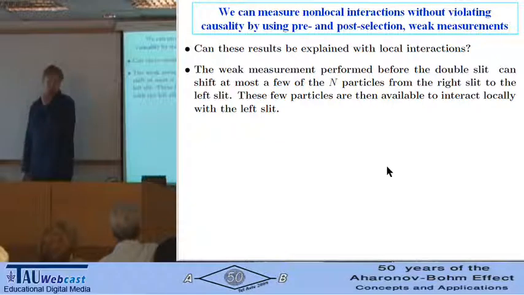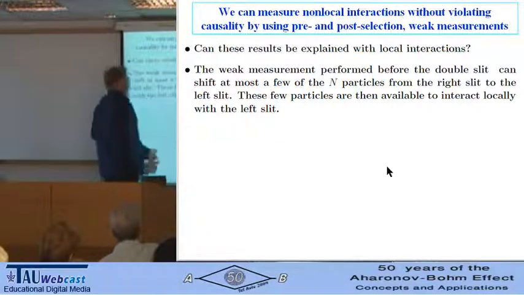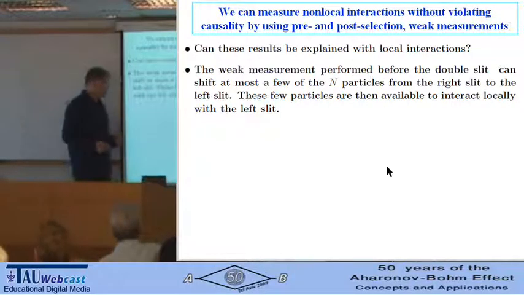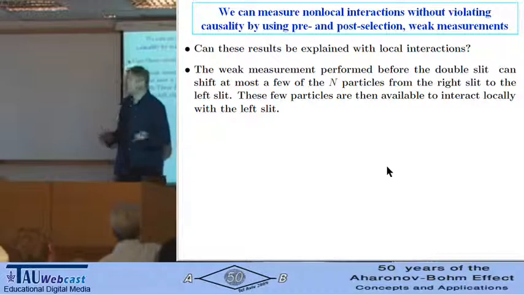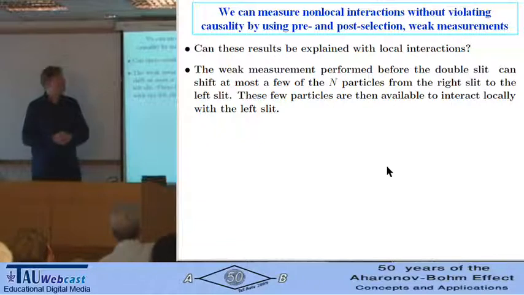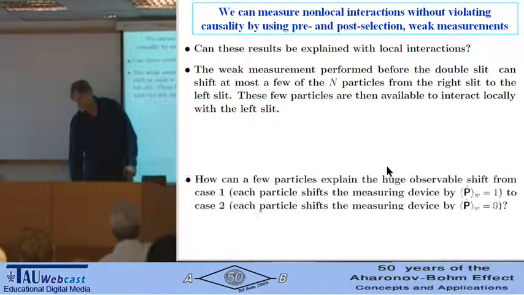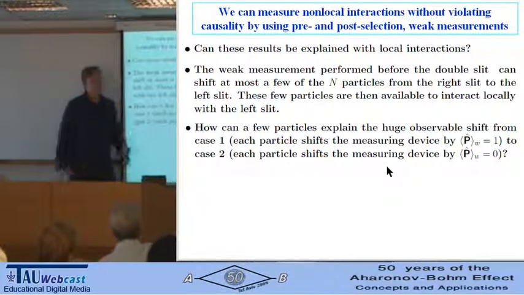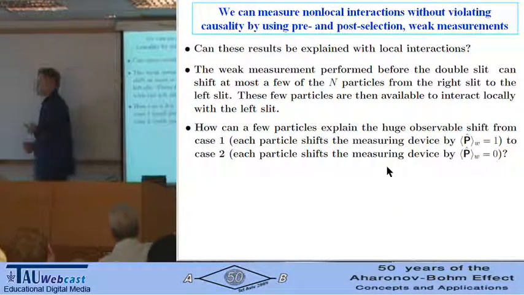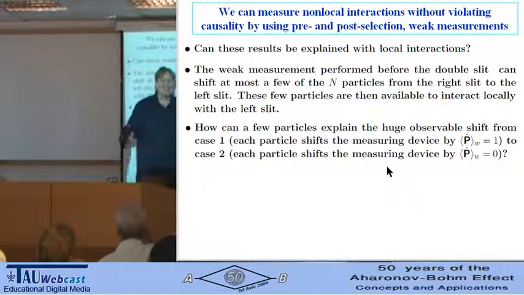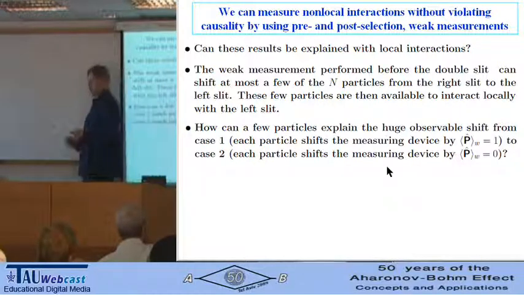Again, regarding the weak measurement that we did before the whole setup went into the two slits, you can prove that even though you did that weak measurement, only a few particles, independent of the total number n of particles that actually go through, go through the left slit. Nonetheless, you have this huge difference in the measurement of this non-local observable. So the question is, you can't, because you only have a few particles to explain the fact that all n particles deliver this shift in your measuring device. Those few particles can't actually do it.